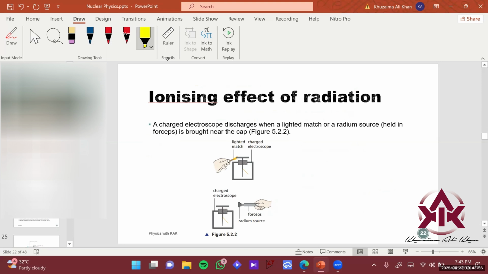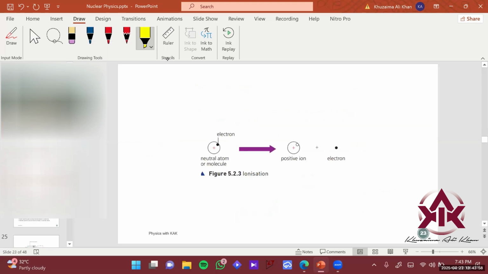What is the ionizing effect of radiation? Let's say a radiation hits an atom. If you're exposed to some radiation, you also have atoms inside your body, right? Your body is made up of atoms. So what can it do? If you're exposed to radiation, it can displace an electron, right?